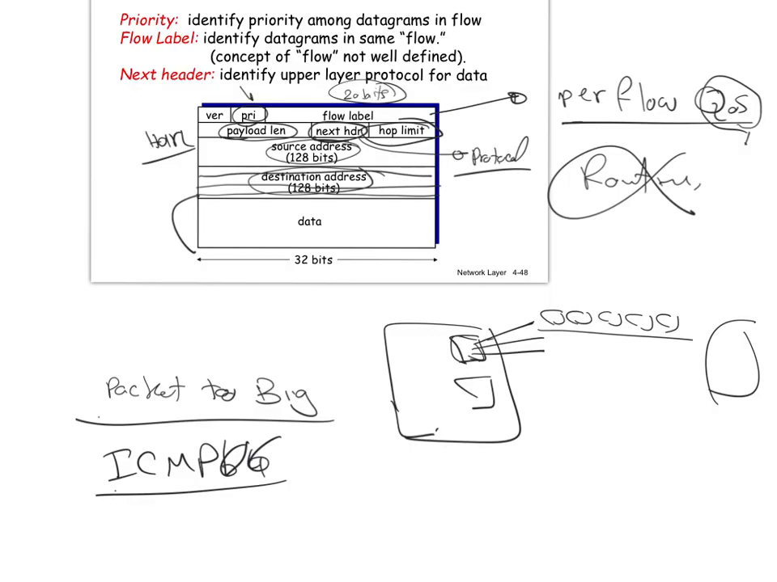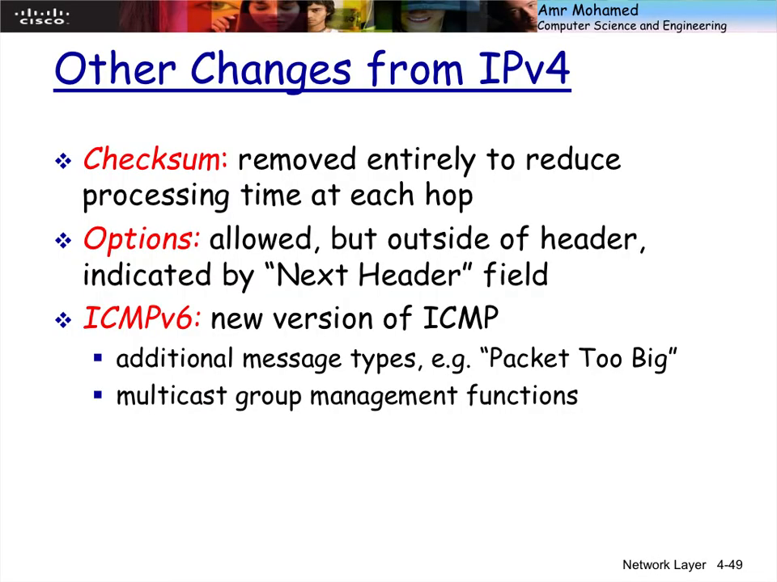Okay? So we use fragmentation and reassembly, but in a different way. But we don't maintain the fragmentation fields inside the packet header. One of the issues: of course the checksum has been removed, as we said. Removed entirely to reduce processing time, because we do error checking elsewhere, and the possibility of really having data corruption in the core network is almost none.